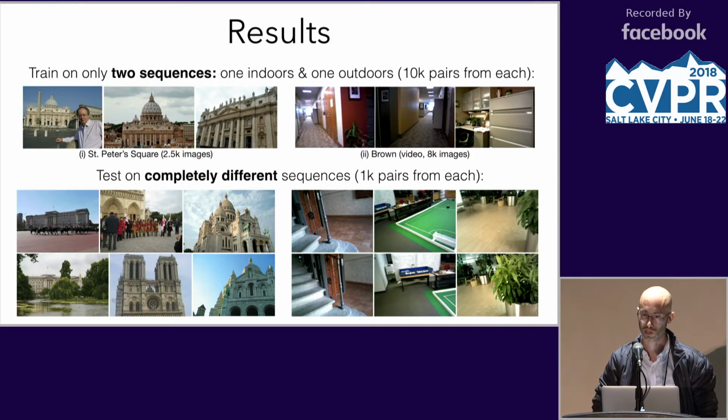So what we do is we just sample 10,000 image pairs from each and concatenate them to build a training set. That's what I'm showing on the top of the slide. So the outdoor set on the left and the indoor set on the right. We test on the remaining sequences, which are 4 outdoors and 15 indoors. Note that they are completely different scenes from the training data.